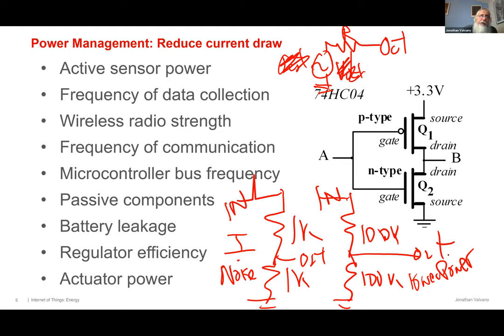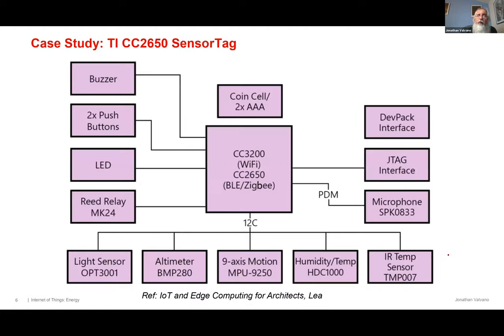Batteries do leak on their own. We're going to talk about the regulator in a moment, but you can lose power in the regulator. And when they say actuator power, they probably mean replacing one solenoid with another, or replacing one electromagnetic device. For instance, solid state relays, since you're driving an LED, require a lot less power than an electromagnetic relay. Those are actuator things. So let's talk about software. What am I going to do with my software? I'm going to go into sleep mode.